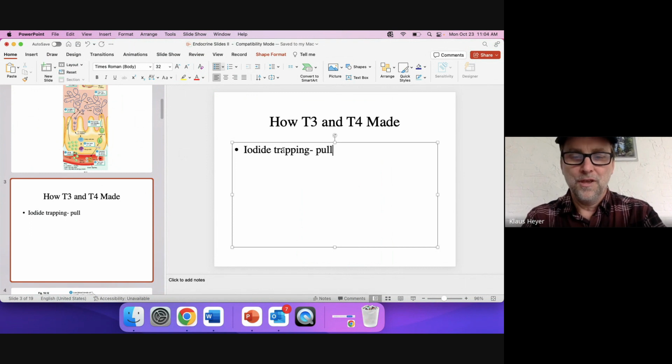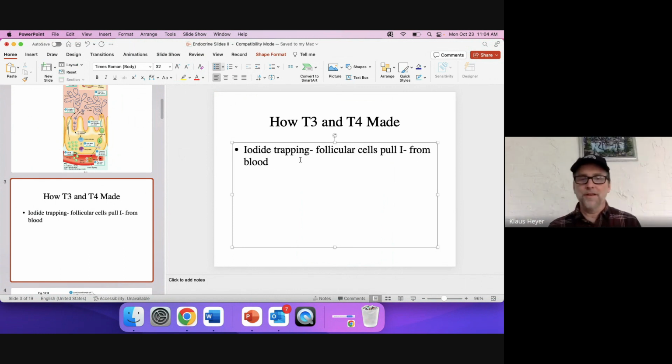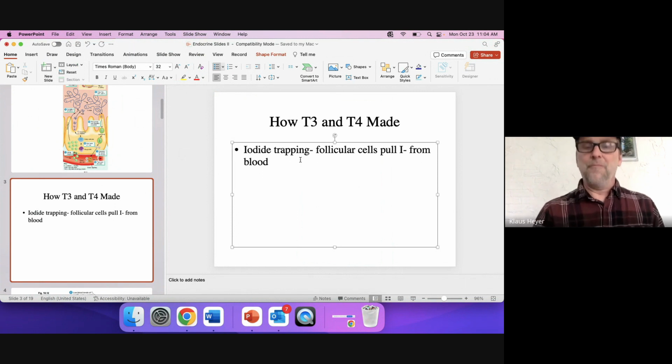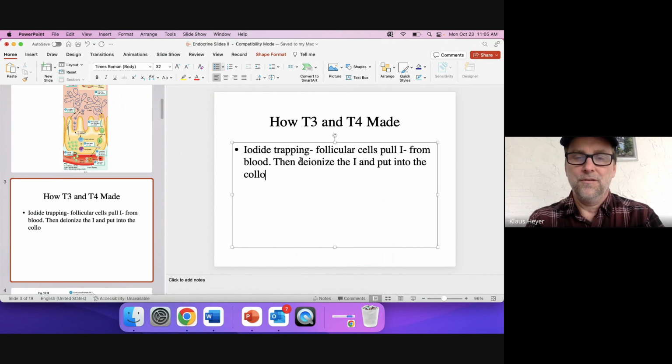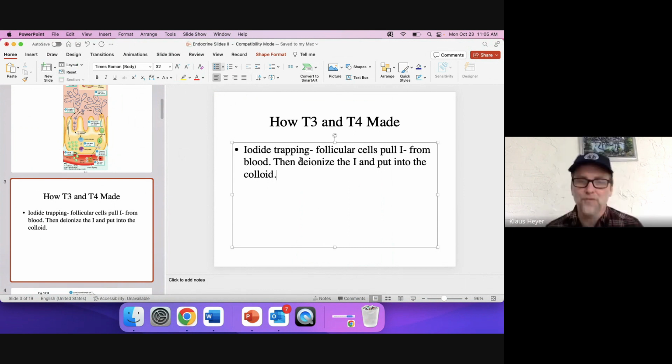So you're going to pull the iodine from the blood. What pulls? I should say the follicular cells. Follicular cells pull iodine from the blood. That's the first step. I'm going to put the second step in this same one. Then deionize the iodine and put it into the colloid. There. That's the first step.